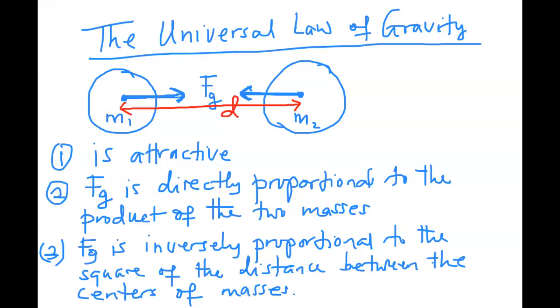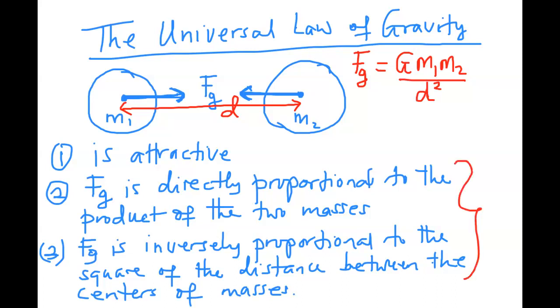Now, Sir Isaac Newton's universal law of gravity can be represented as a mathematical equation as follows. We use the formula Fg equal to G times M1 times M2, because the gravitational force depends on the product of the masses, and then divide by distance squared. These statements here can actually be represented by this formula right here.